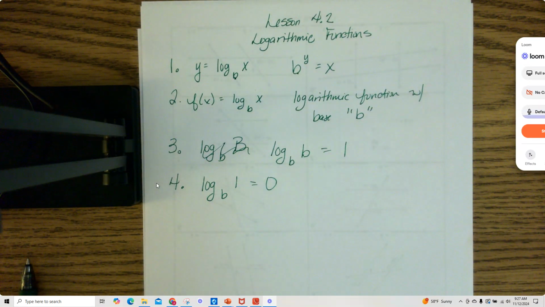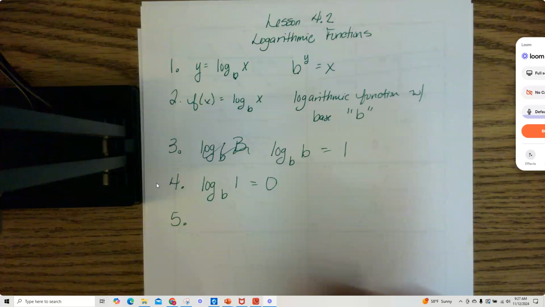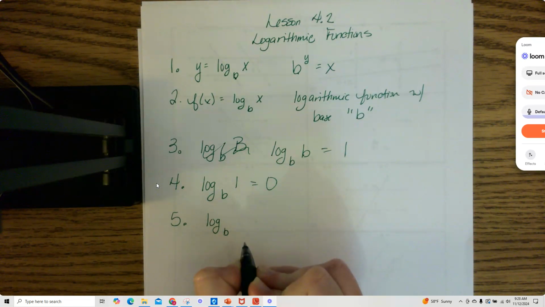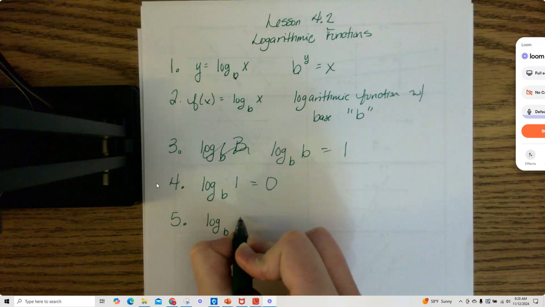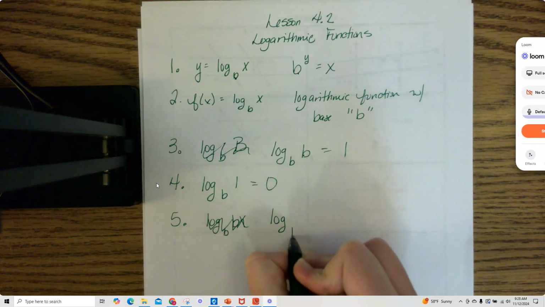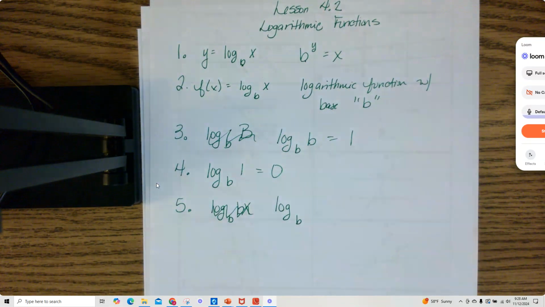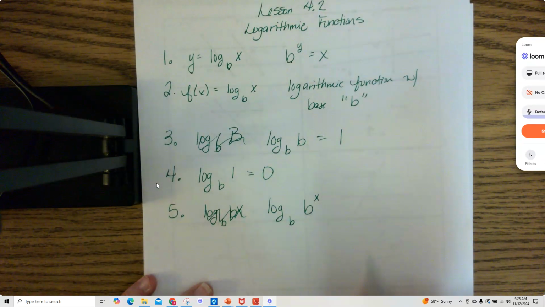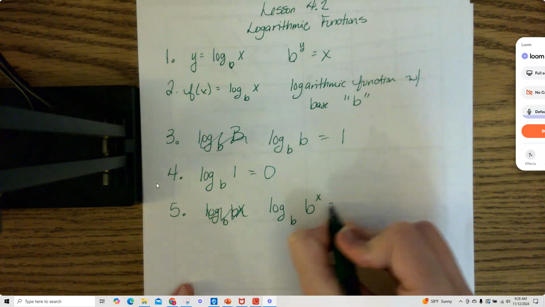Kind of like your exponent rules. Okay. 5. Log base b of b to the power x. There's a lowercase b in front of the x, the same size. Log of base b of b to the x equals x. That's how you'd say it.